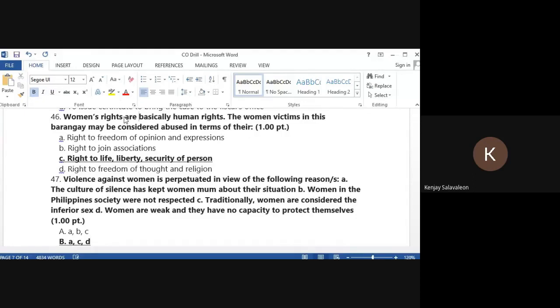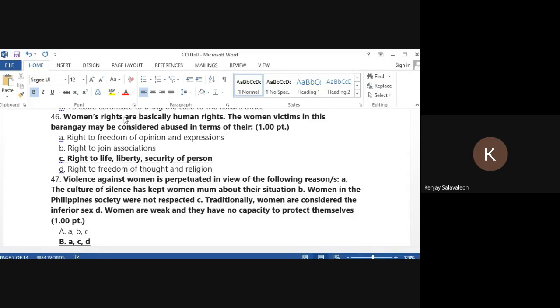The women victims in this barangay may be considered abuse in terms of... The correct answer is C, the right to life, liberty, security of person. Freedom of opinion and expression, hindi naman siya related. Freedom of opinion and expression, example niyan is you express through social media. As long as it is not libelous in its nature, then dapat hindi siya magiging basis na ipa-summon ka sa barangay.